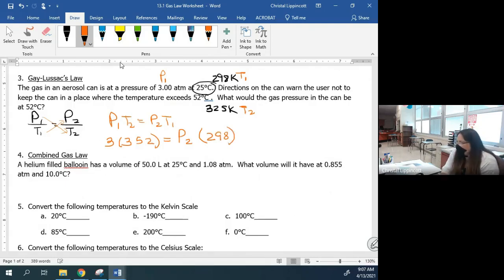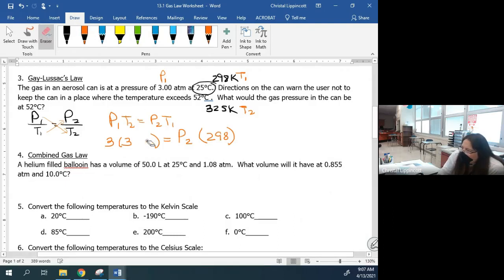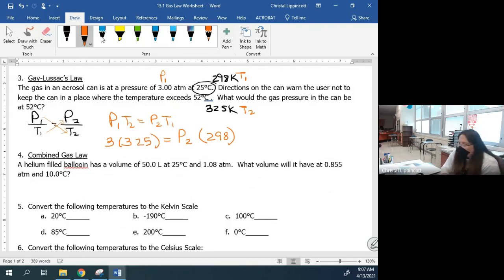Isn't it 325, not 352? Yes, it's 325. It's because I'm not getting enough oxygen to my brain. There we go. Better? Thank you, Lydia. Good call. Catch me on these things. All right. Here we go. Dyslexia at work. Okay, I'm going to multiply that by 3 and divide by 298.